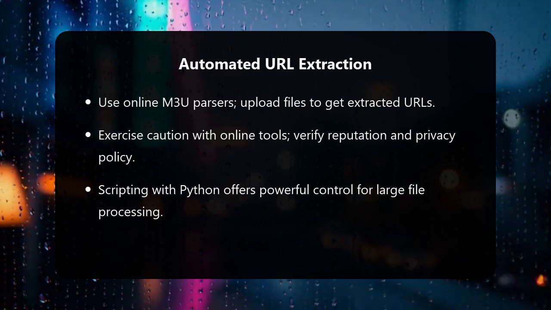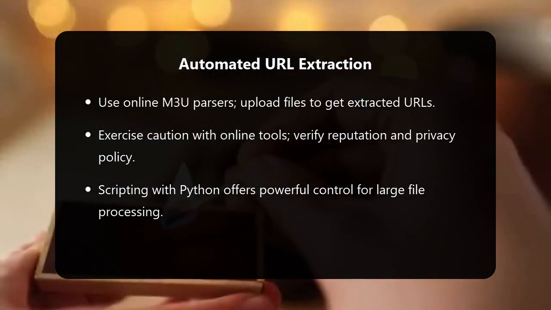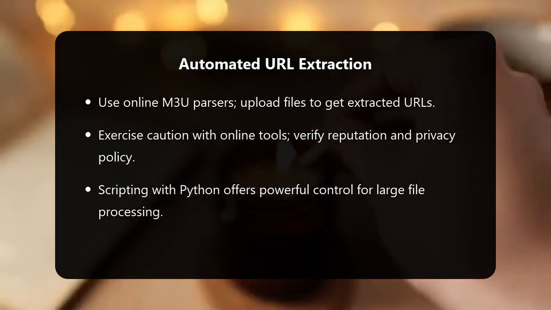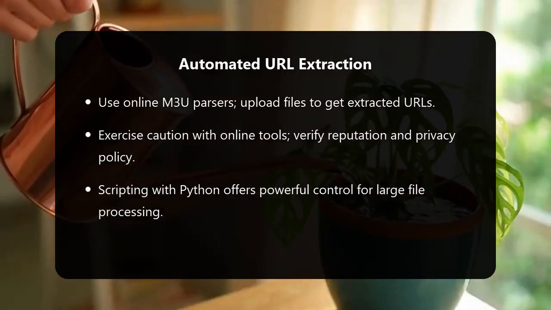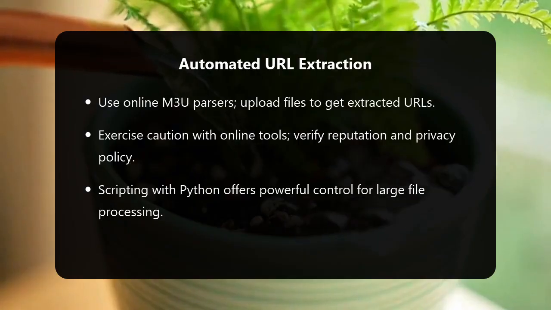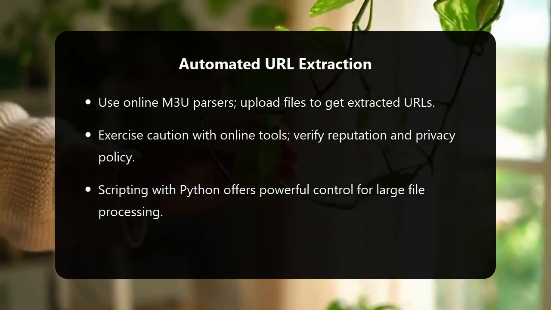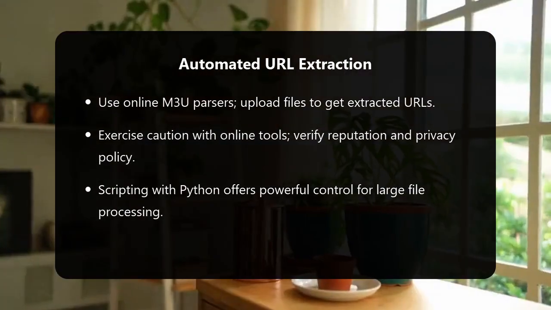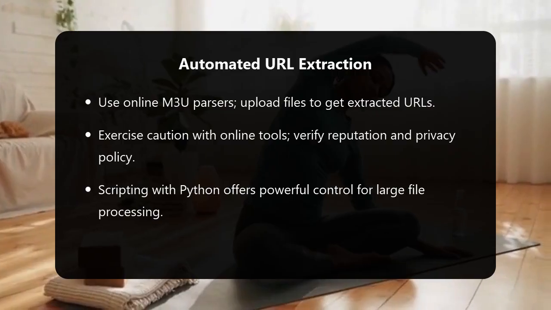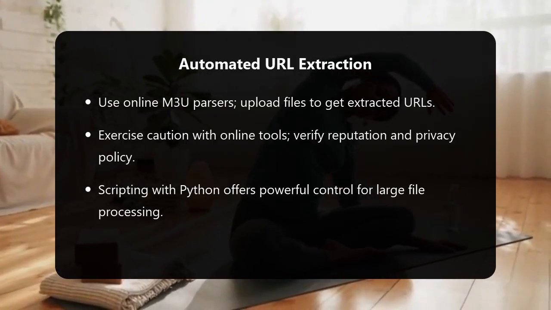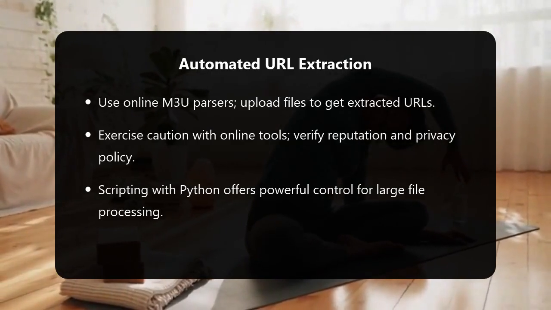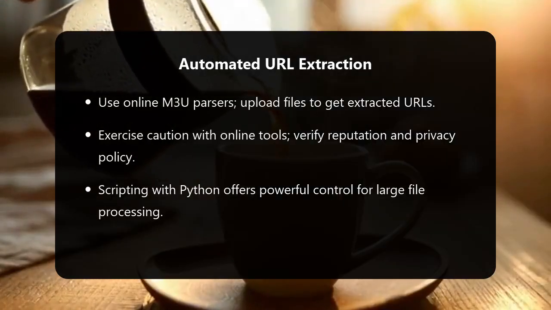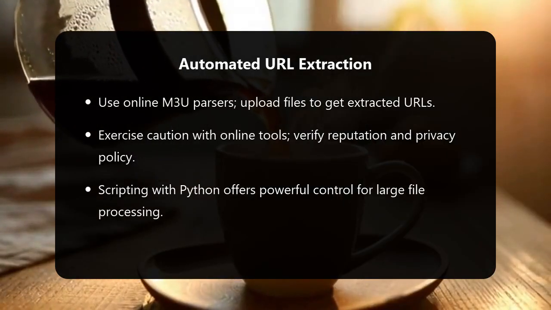For those with a bit of technical comfort, scripting offers a powerful and secure way to extract URLs. Languages like Python are excellent for this task. A simple Python script can open the M3U file, read it line by line, check if each line starts with http:// or https://, and then print or save these identified URLs to a new file. This method provides maximum control and is ideal for automating the extraction process for multiple M3U files or very large ones.